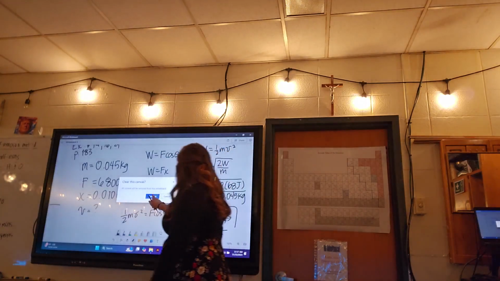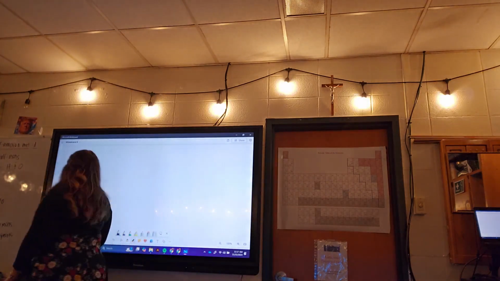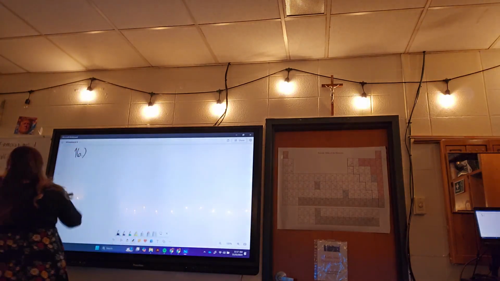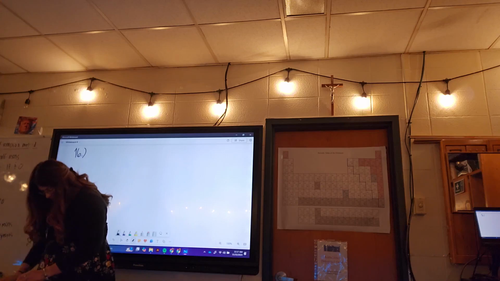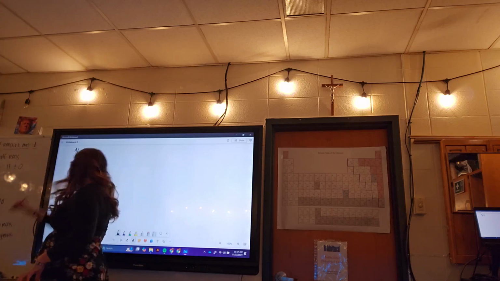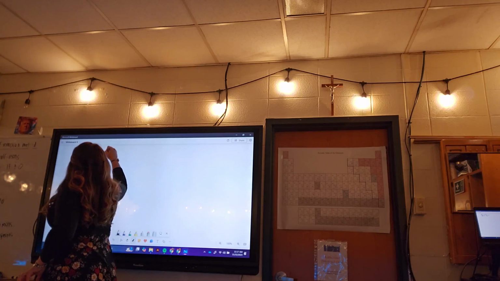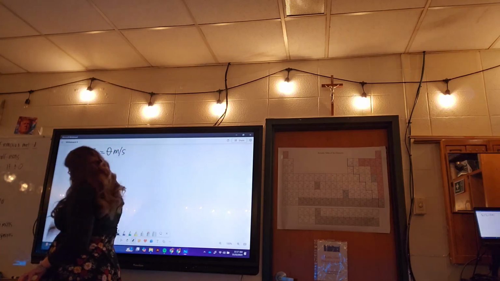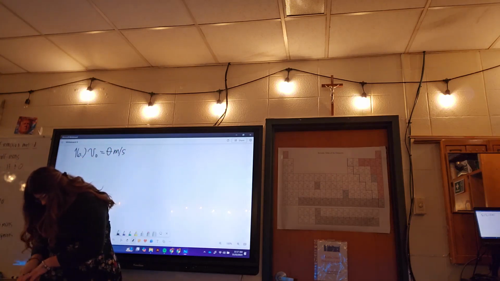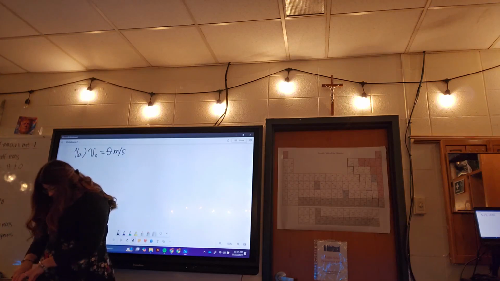All right, I'm going to clear this. Let's do 16 and see how that goes. 16 says, starting from rest, a 1.9 times 10 to the minus 4 kilogram flea.